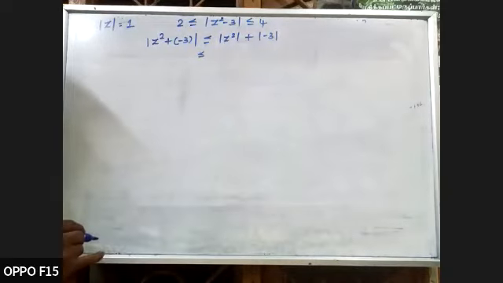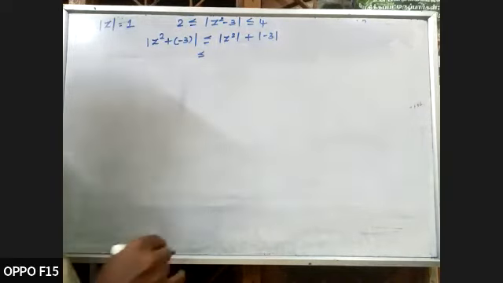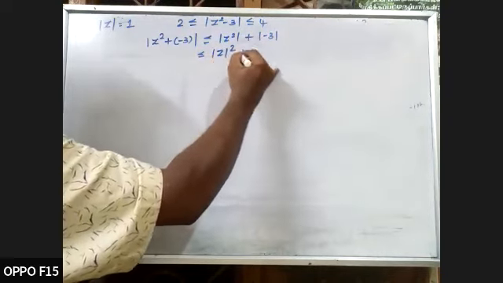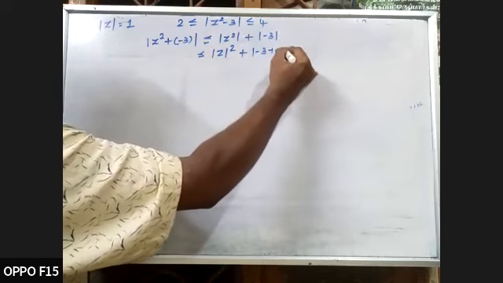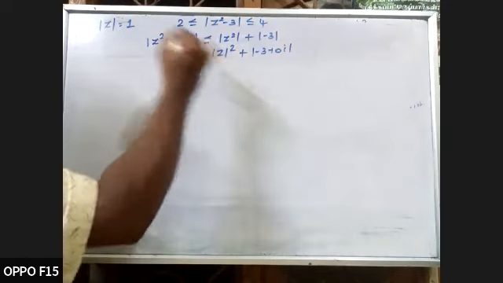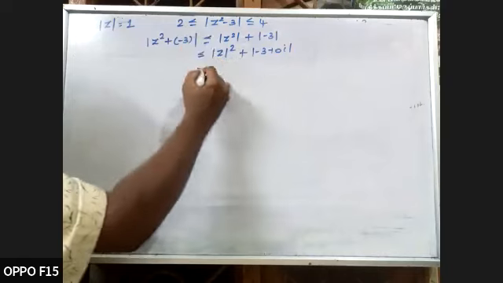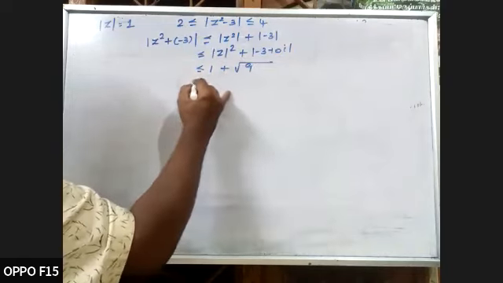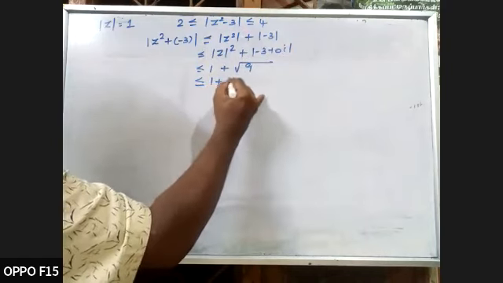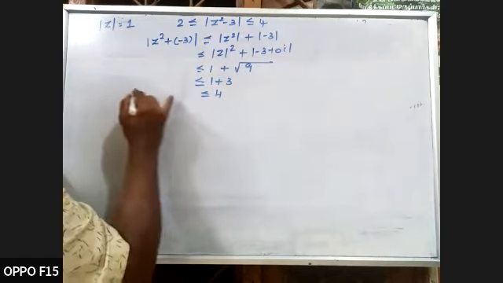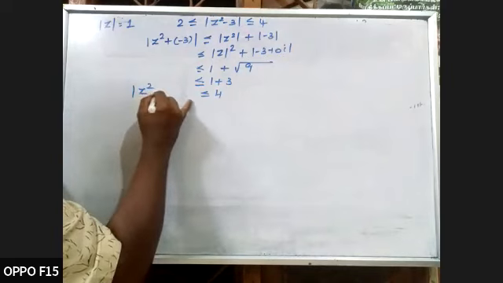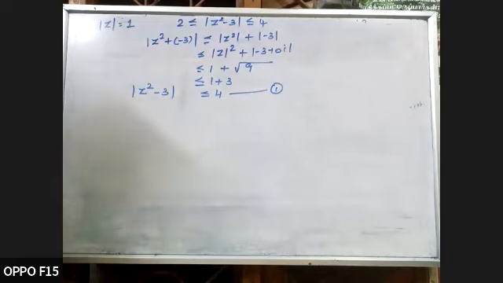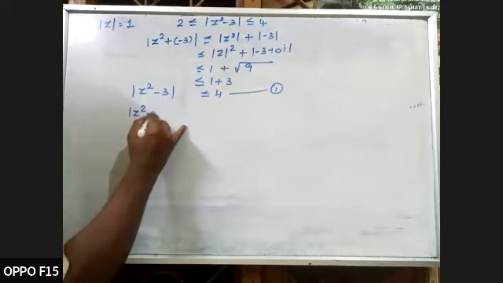Less than or equal to modulus of z square, that is, modulus of z the whole square, plus modulus of minus 3. Minus 3 is minus 3 plus 0i. Can anyone tell me the value of modulus of z? It is 1. Squared, 1, plus square root of minus 3 squared, which is 9. Less than or equal to 1 plus square root of 9, which is 3, so less than or equal to 4. So modulus of z square minus 3 is less than or equal to 4. This is equation 1. Similarly, consider z square minus 3.